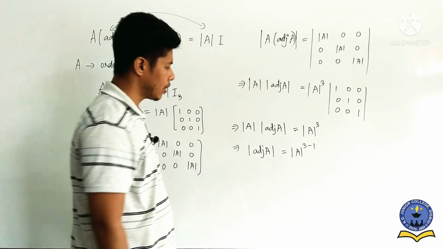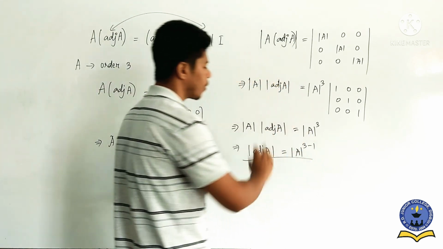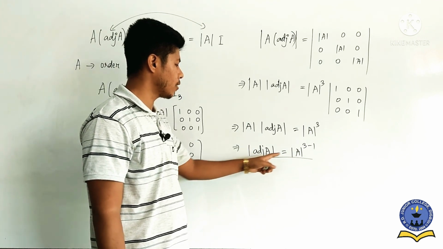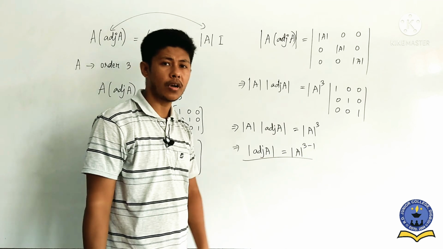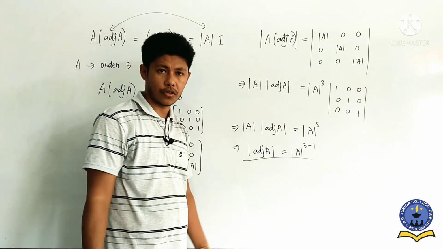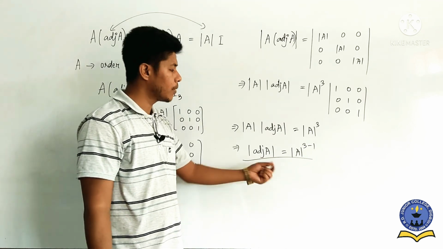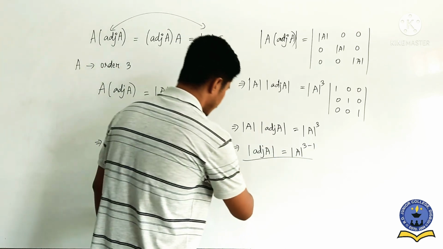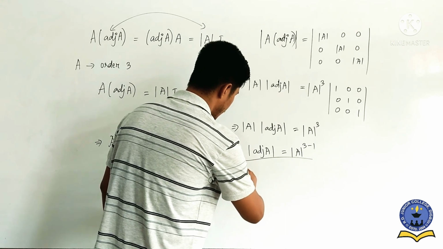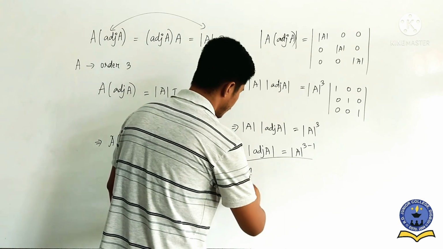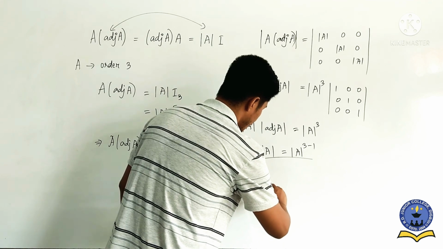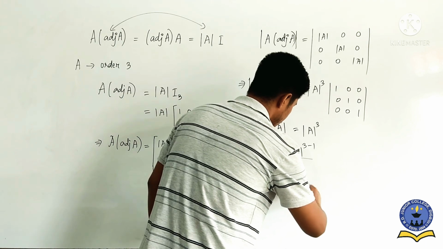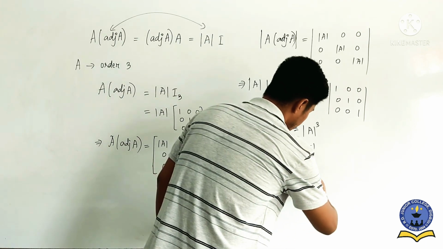So why do we write it in this way? If the order is 3, then we get determinant of adjoint of A equals determinant of A to the power 3 minus 1. If the order is 3, we write 3 minus 1. If the order is 5, then we write 5 minus 1. And if the order is given as n, then what do you have to write? In this case, determinant of adjoint of A equals determinant of A to the power n minus 1.